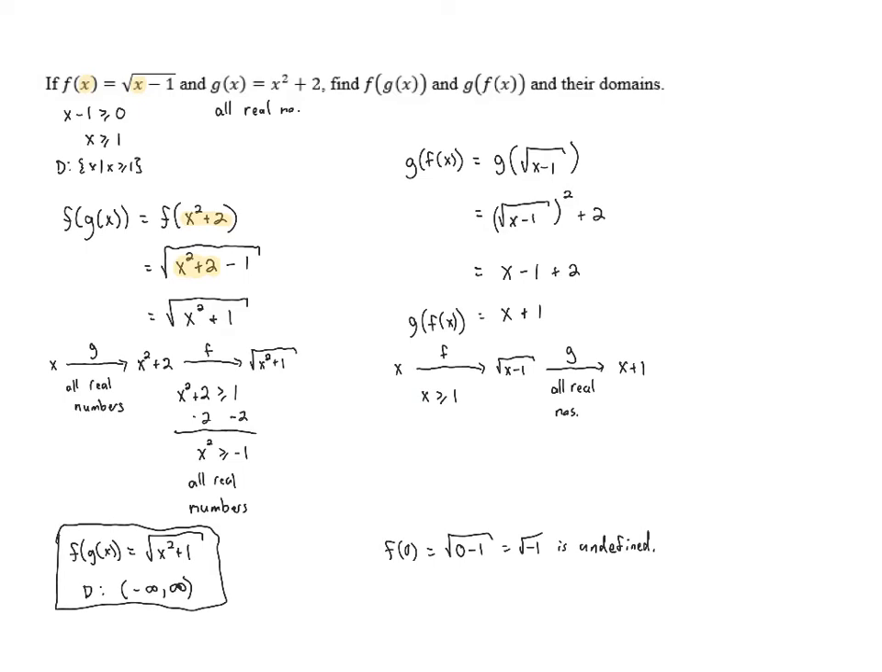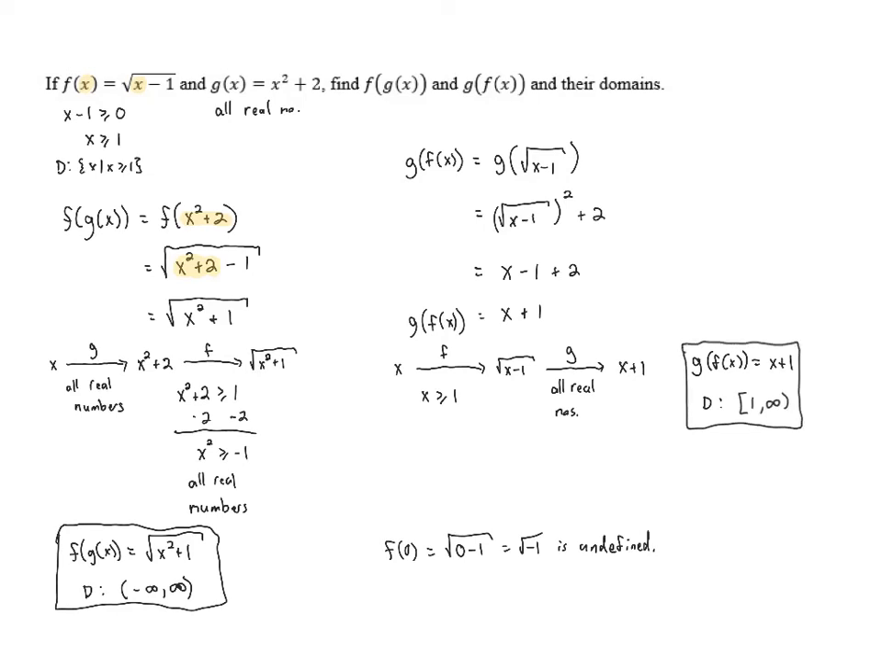So in this case, for the domain of the composition, we have to say that x must be greater than or equal to 1. So our composition is going to be g of f of x equals x plus 1, and the domain is going to be all numbers greater than or equal to 1, which we can express on the number line as the interval from 1 to infinity, including 1.